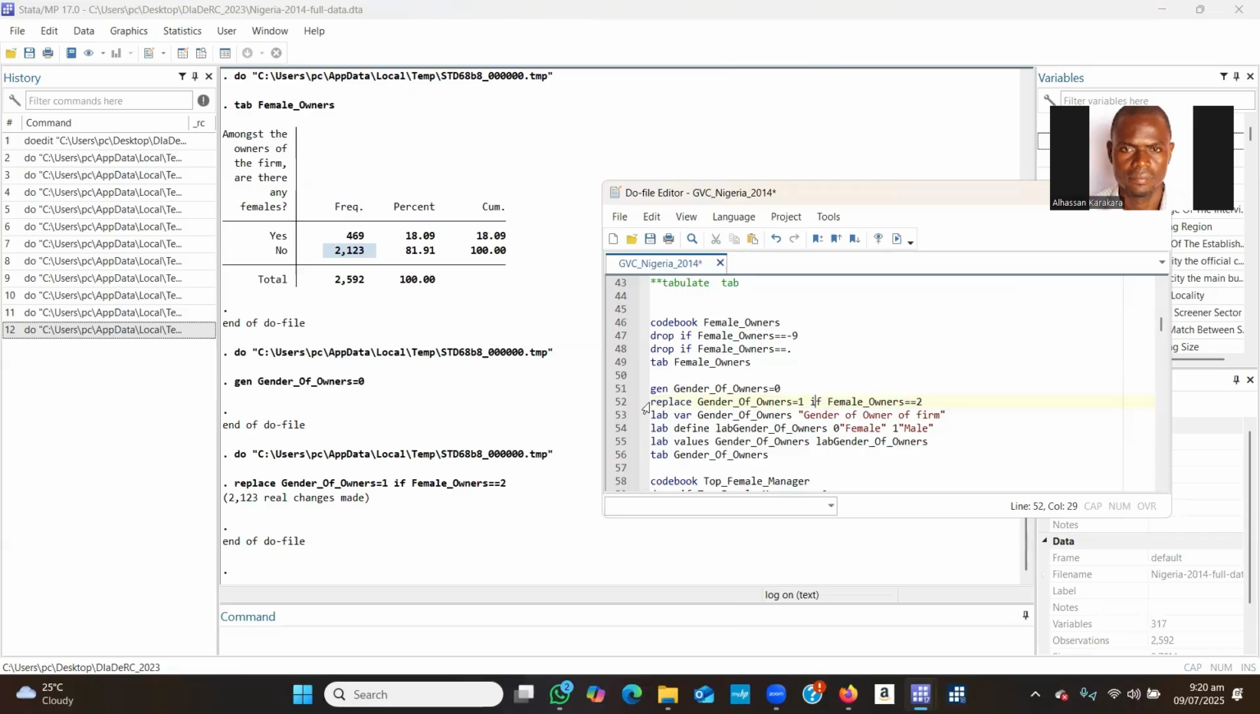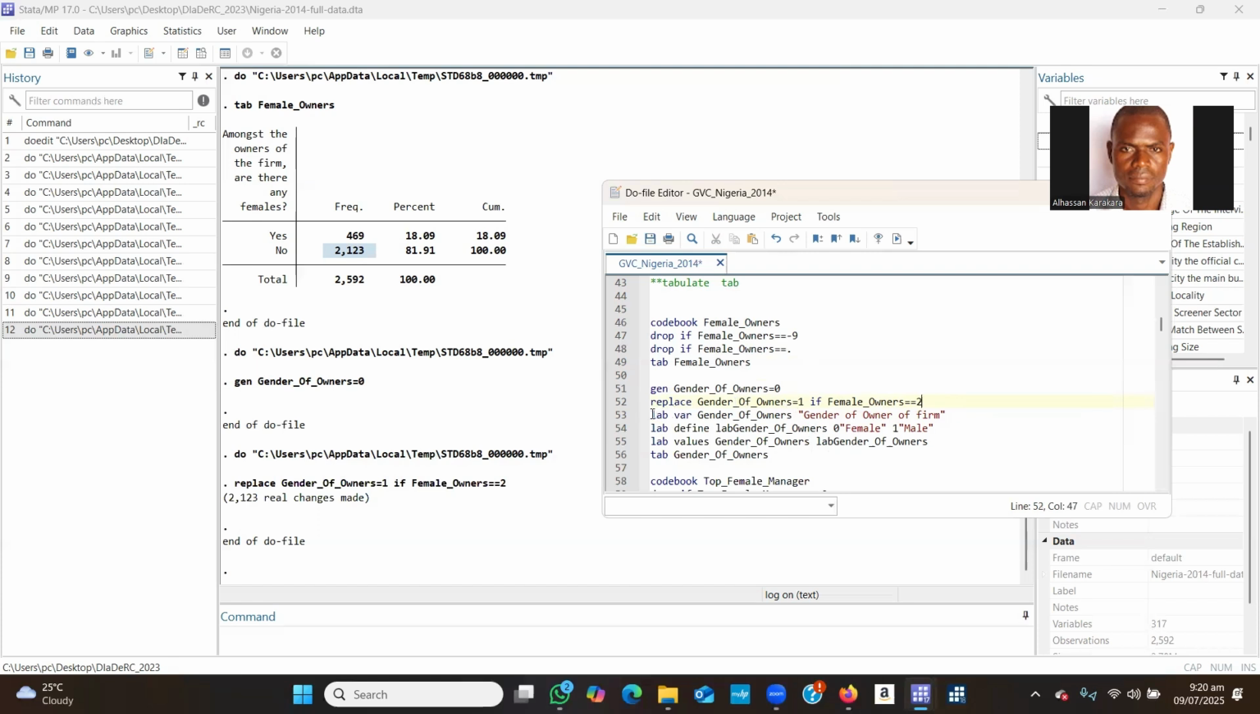Then, after replacing, if I were to have more than 2 categories, I would have continued as replace, then put the same variable, gender of owners, equal 2 if, then I'll have another category, and continue. But in this case, I have only 2 categories, which is 0 and 1.